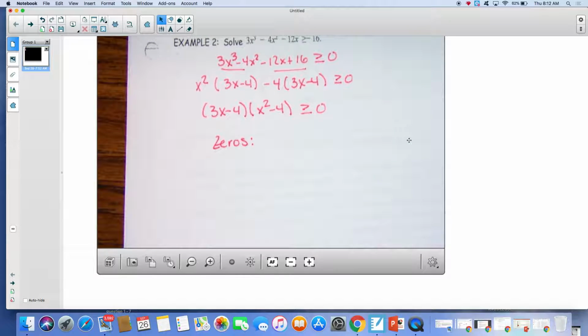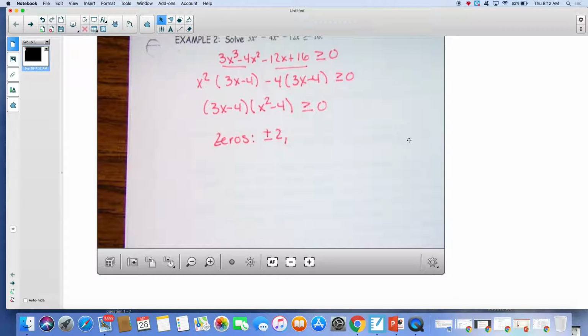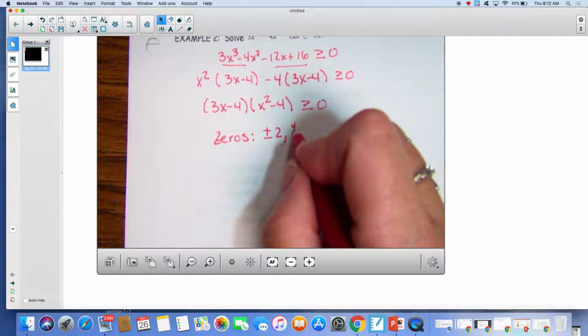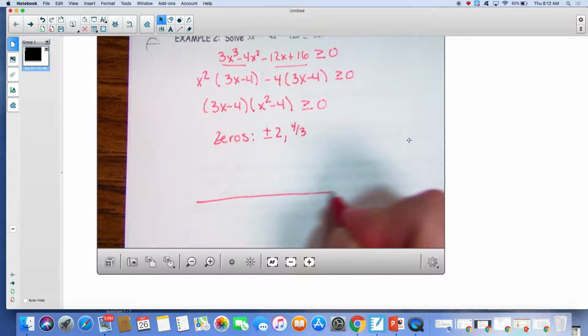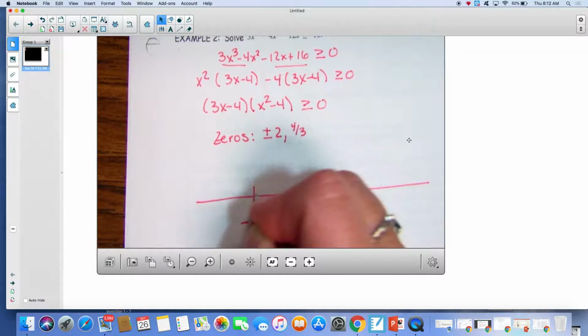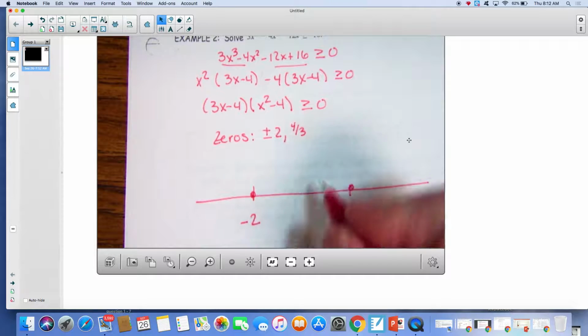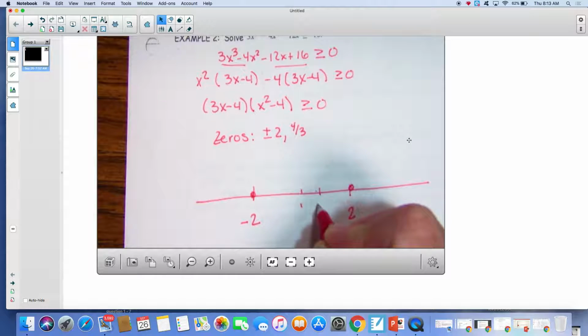So you have zeros where? Positive and negative 2. Where else? 4/3. So we have a negative 2, positive 2. Where does 4/3 fall? It's about 1/3 after 1. So here's 1, there's 2, so 4/3 is going to be about right here.